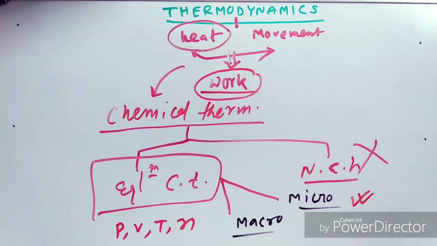In some syllabi, like NET, the Maxwell-Boltzmann statistical distribution is of course contained. But we only discuss here equilibrium chemical thermodynamics, which we are going to discuss for JAM, NET and GATE examinations. So macroscopic thermodynamics is what we are going to discuss over here. Now let's talk about macroscopic thermodynamics.